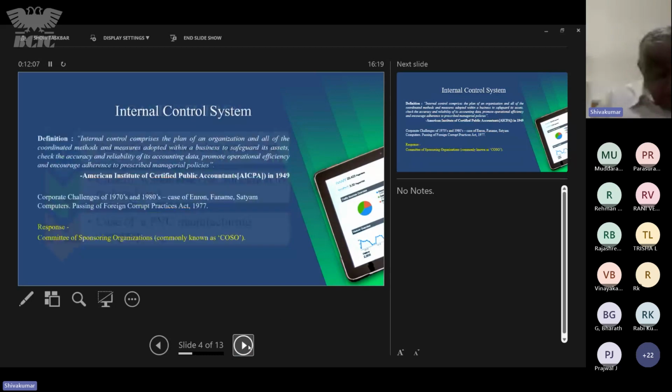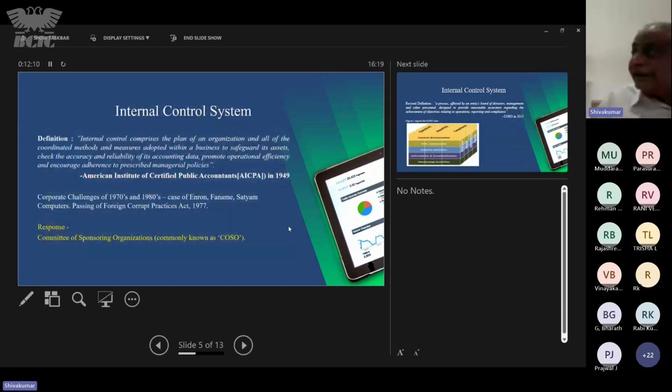Now let us talk about what is actually this internal control system. This internal control business first came into picture somewhere in the year 1949 when the American Institute of Accountants first specified it. Later, this was called the American Institute of Certified Public Accountants, which revised their definitions in the year 1972. That is what I have put in the slide.